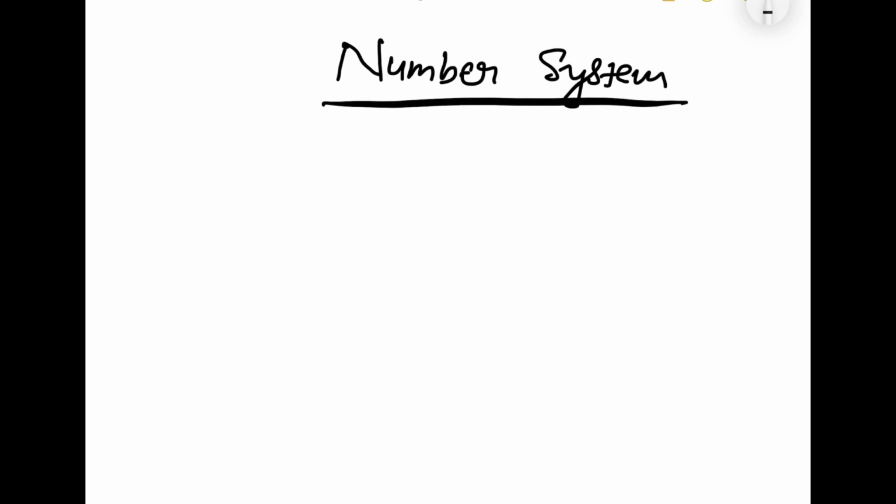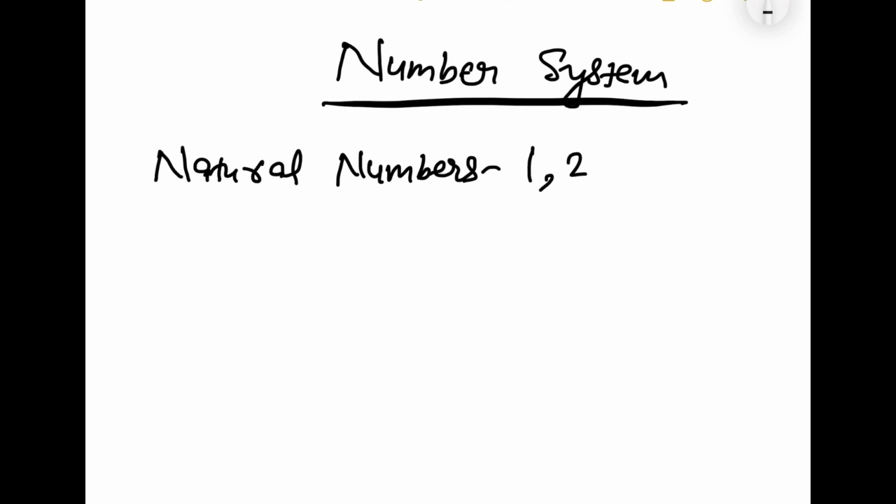Today we will study the number system. As we know, what are natural numbers? Natural numbers are starting from 1, then 2, 3, 4 and so on. They are denoted by capital N.